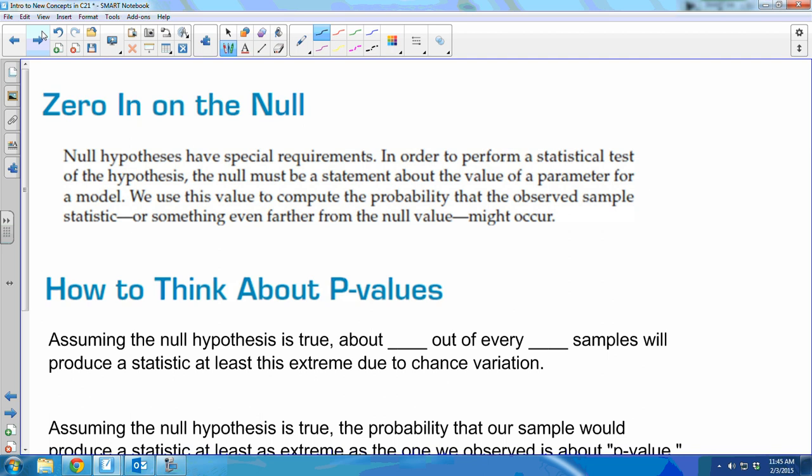The flip side of that is confidence intervals. If you have a confidence interval, it's an estimate. What is the confidence interval based on?